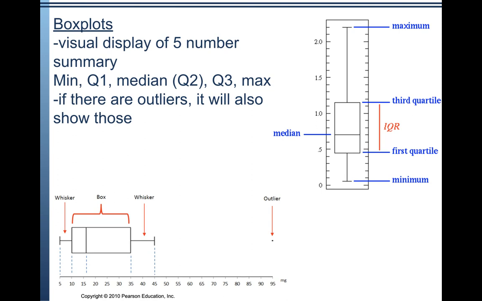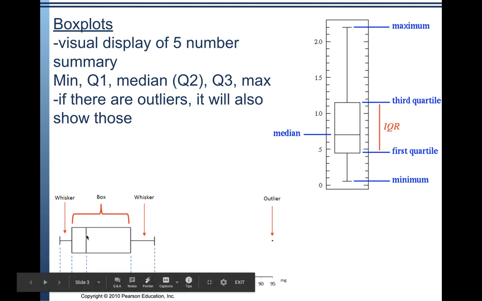And box plots can either be displayed vertically, as we have an example here. Box plots can also be displayed horizontally. If you've seen box plots before, you may have seen them traditionally be horizontal, but they can also be vertical.